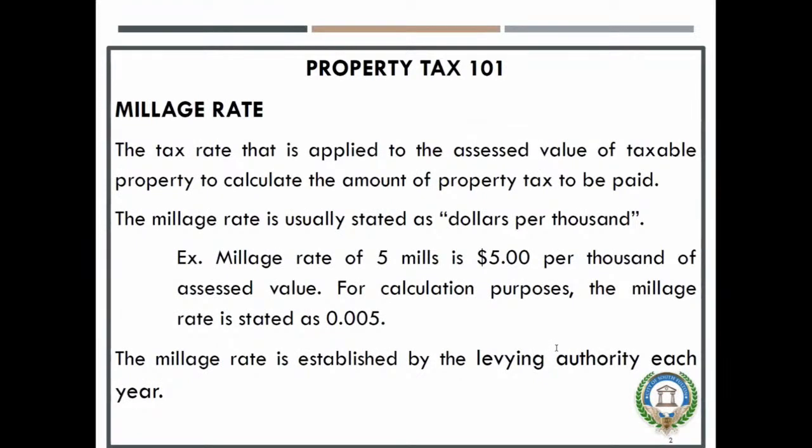We'll begin with a little property tax 101 lesson to cover some basic principles. The millage rate is the tax rate that is applied to the assessed value of property to calculate property tax amount. It is typically stated as dollars per thousand. So in our example here, 5 mils would be stated as $5 per thousand of assessed value. We'll work through an example of this calculation later in the presentation. Next slide, please.